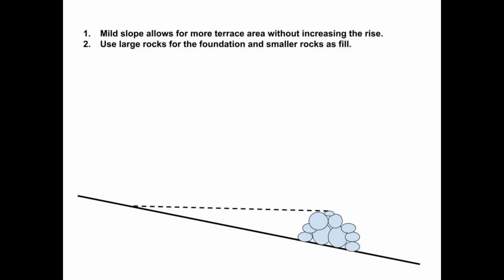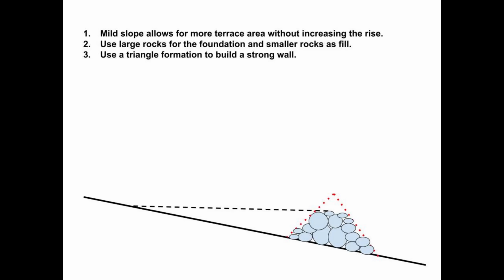A gentle slope will give you the greatest terrace area for a modest rise and good stability. You want to use large rocks for the base of the rise and add smaller ones as you increase the height.